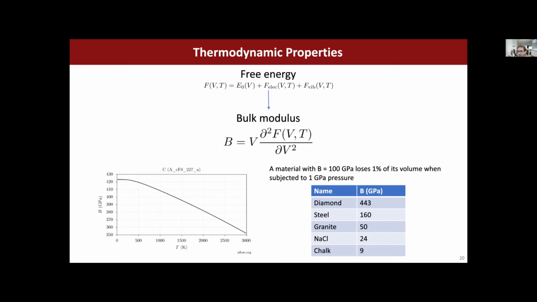And here I give you a list of some materials. For example, you know that diamond is very, very stiff, and as you can see, it has a really high bulk modulus. And on the left, you have a plot which you can get from the QHA model of bulk modulus as a function of temperature.